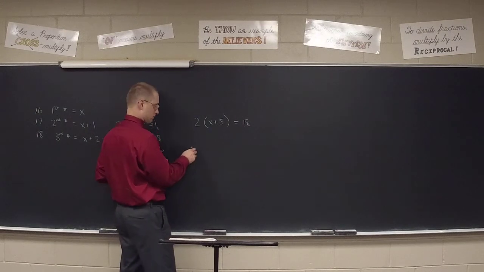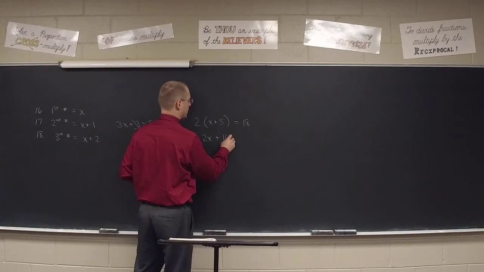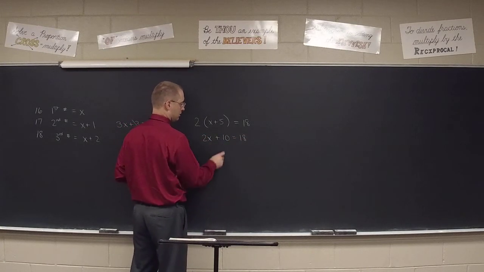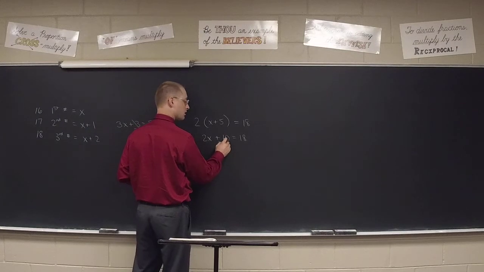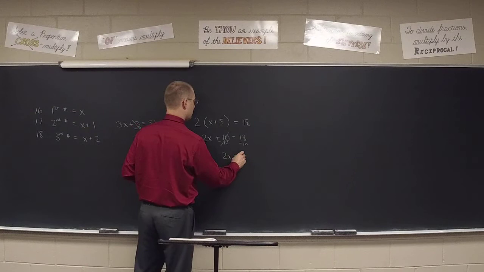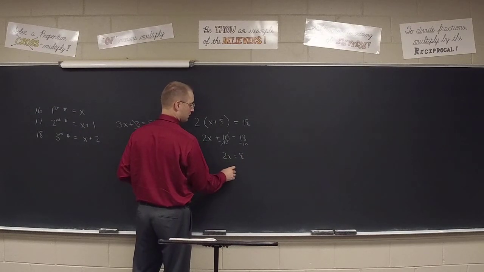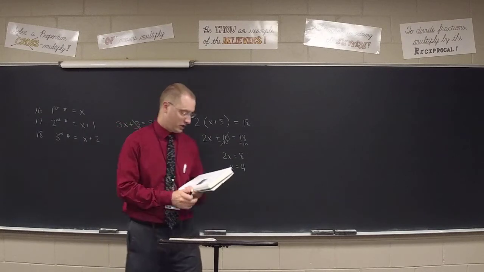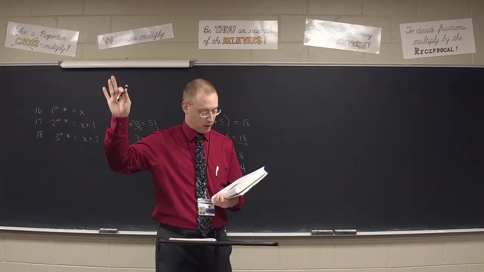Distribute: 2x plus 10 equals 18, and then subtract 10 and you get 2x equals 8, and you get 4. There we go. So the answer is 4. That is our number. How many had 4 as the answer to the word problem?